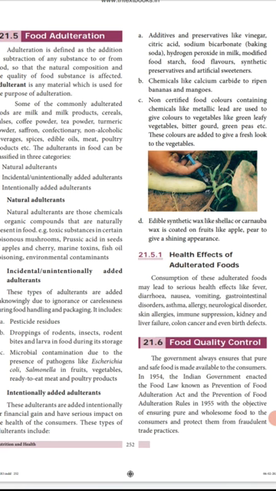So there are food adulteration in 3 types: natural adulterants, incidental adulterants and intentionally we are adding the adulterants. Next, health effects of adulterated foods. So adulterated foods lead to serious health effects like fever, diarrhea, vomiting sensation, gastrointestinal disorders, asthma, allergy, neurological disorders, skin allergies, kidney, liver failure, cancers and even birth defects also. So these are the health effects of the adulterated food.